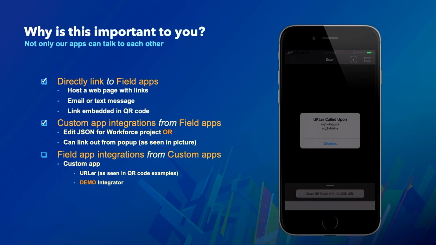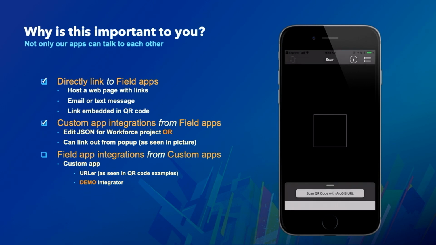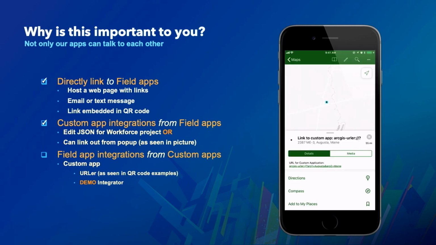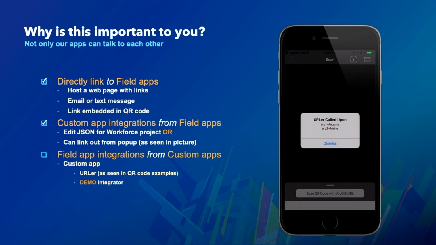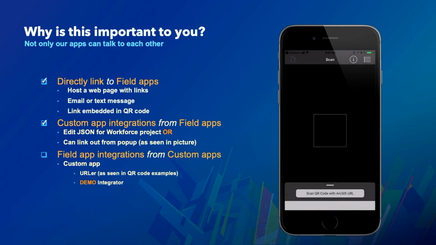You can directly link to field apps. So like you've seen here with the QR codes, you can embed a URL in a QR code. You can email or text someone a hyperlink. You can even host a web page that has hyperlinks on it. You can also do custom app integrations from our field apps.